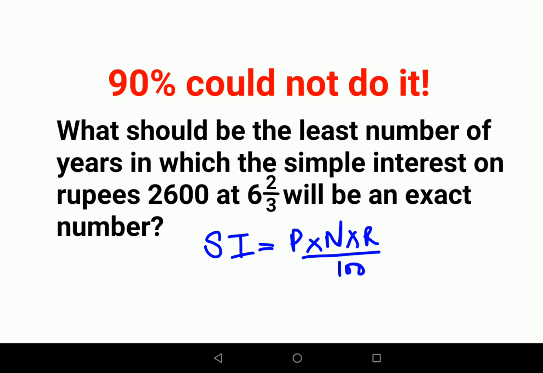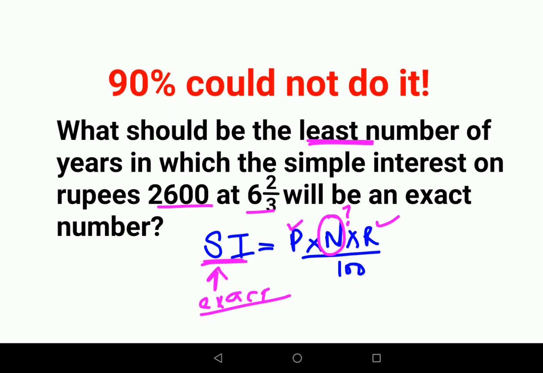Now what they've given us is the principal, which is 2600. They have given us the rate, which is 6 2/3. But they have told us to find n. And the sad part is, they have not told us the simple interest, but they have given us the hint that the least number of years we need to find, and this has to be an exact number, meaning it should not have any decimal place.